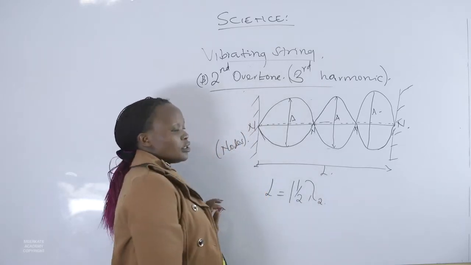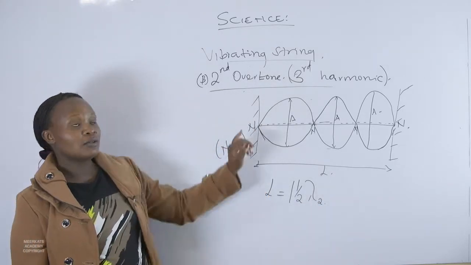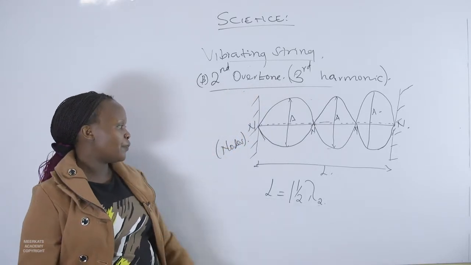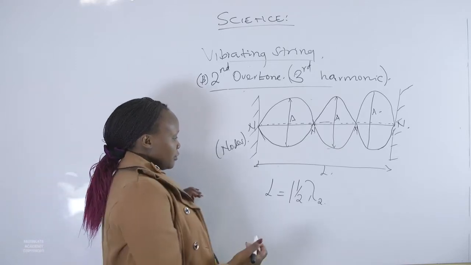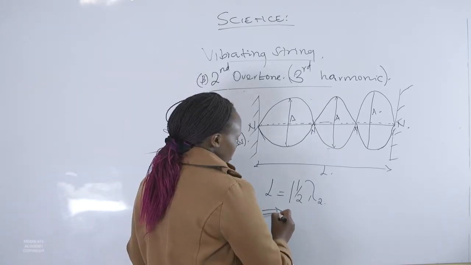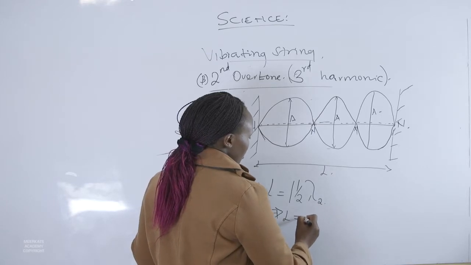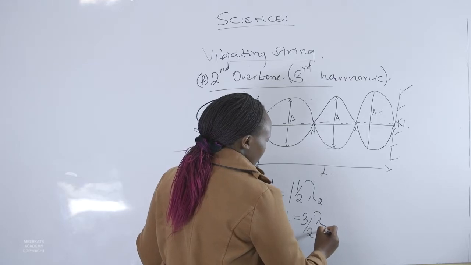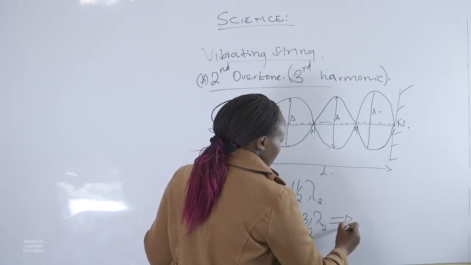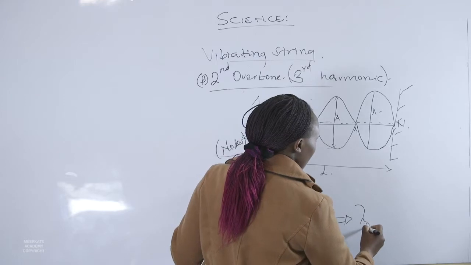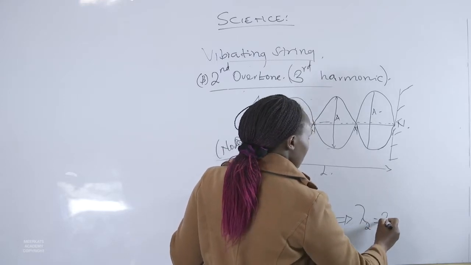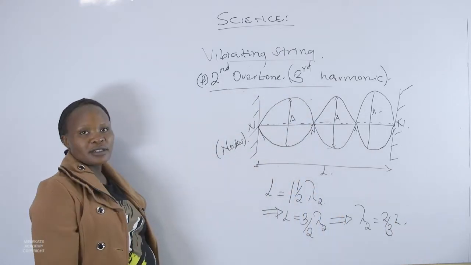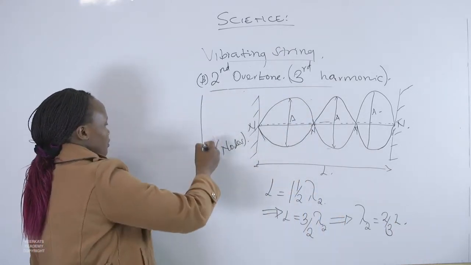This time we call it wavelength 2, that of the second overtone. That is why we call it 2. And therefore, L is equal to 3 over 2 of the wavelength, implying that the wavelength is equal to 2/3 of L.